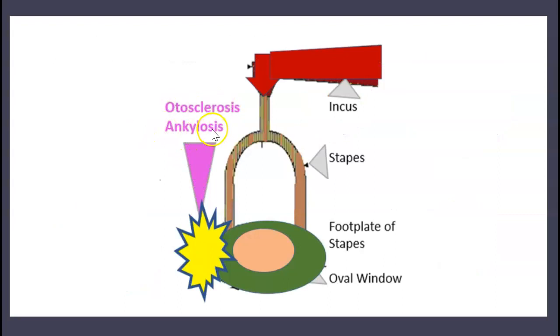Otosclerosis, or ankylosis. In the middle ear, there is inappropriate bone formation around the annular ligament and around the oval window, especially the footplate of the stapes. Progressively, this impairs the movement of the stapes, leading to conductive deafness by impairing the free movement of the footplate of the stapes.